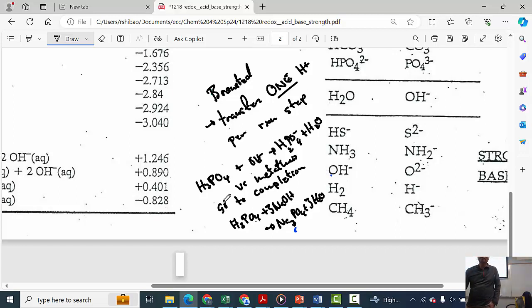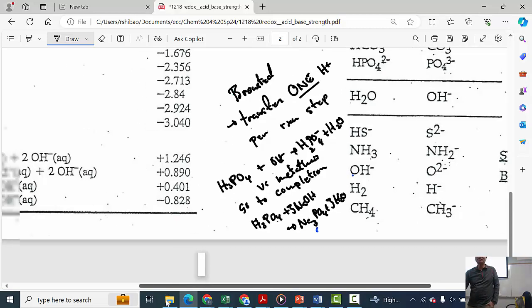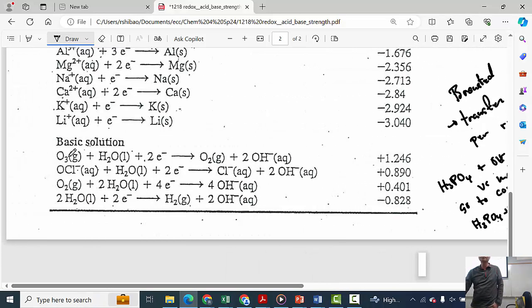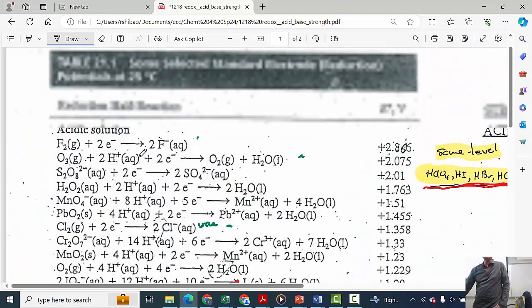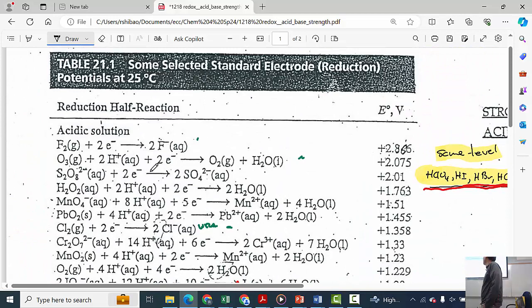Let's just make life simpler. Metathesis can happen one at a time, but usually when we do it, we just react it to completion. We don't go step by step, like in Bronsted, in predicting products.